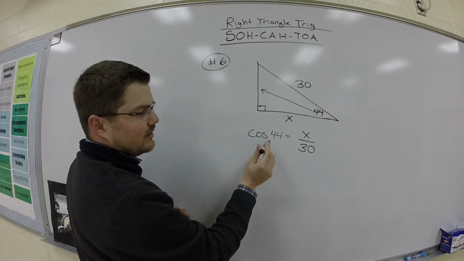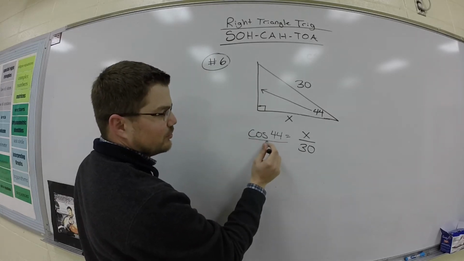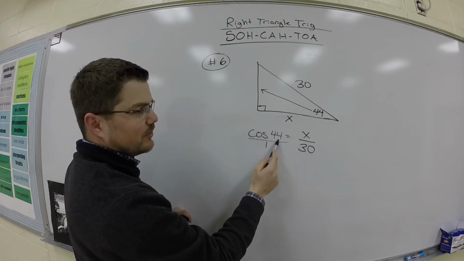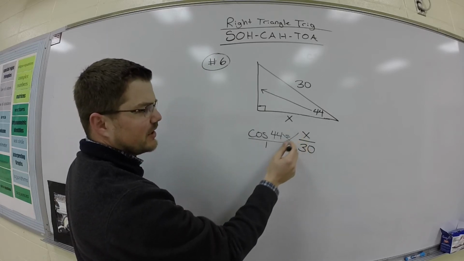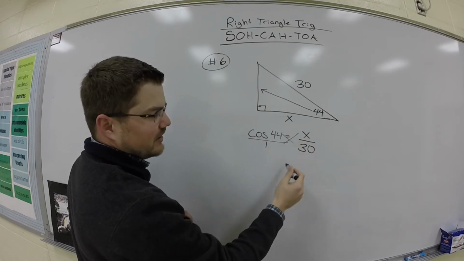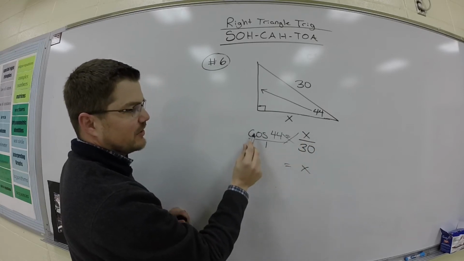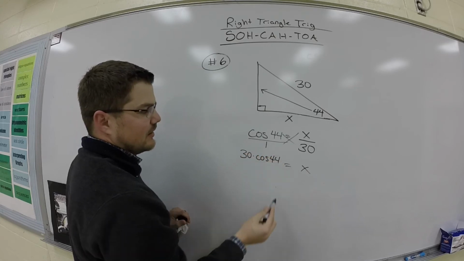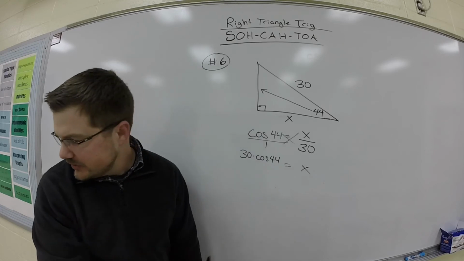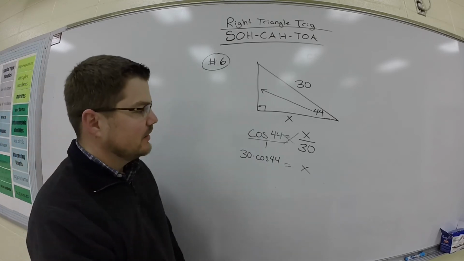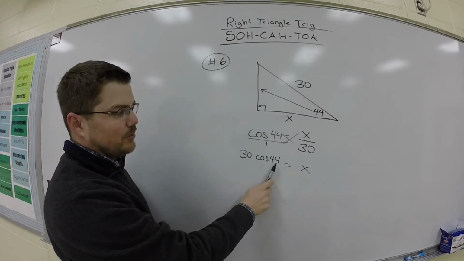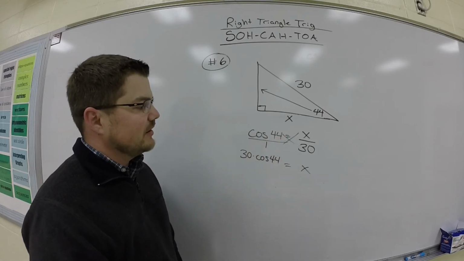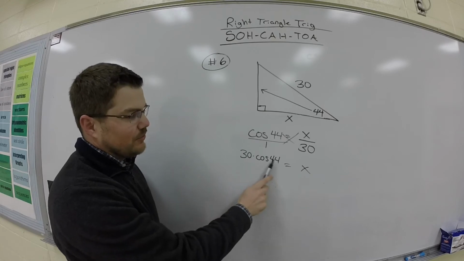Okay, so we can solve a proportion. We can just put this over 1. And solving this proportion, we can cross multiply. 1 times x is x, and 30 times cosine 44. And this should be an answer choice. It is. If you wanted to find the exact answer, you'd put cosine 44 in your calculator times 30, and that would give you the exact answer. But this is the answer choice on number 6.